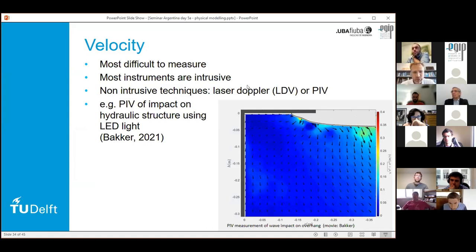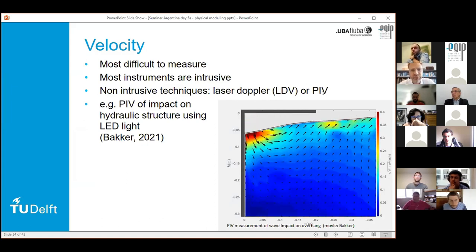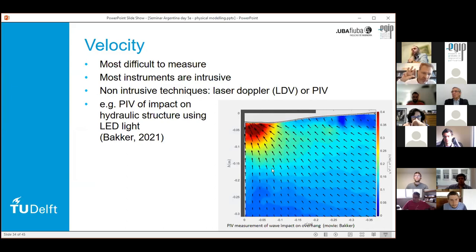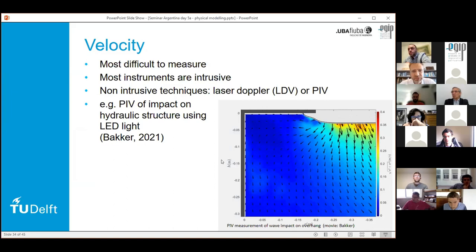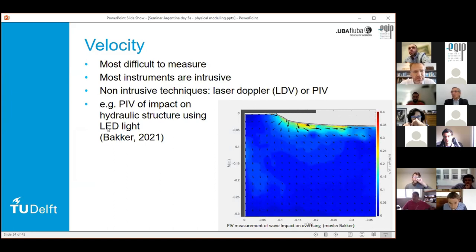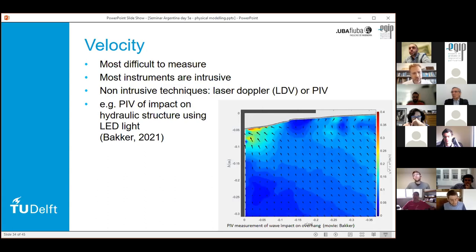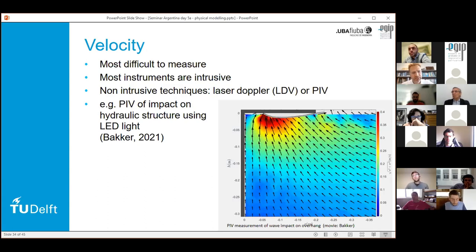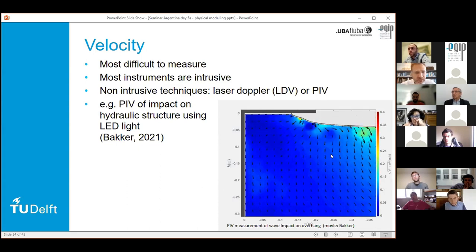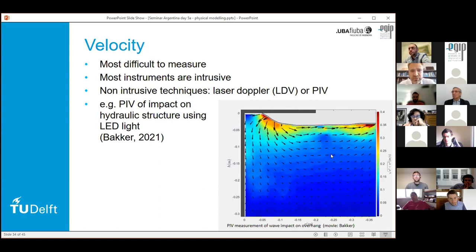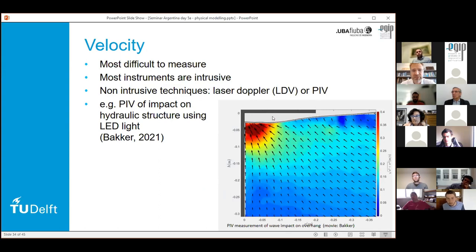Laser Doppler, with lasers, can really give a non-intrusive test, and particle image velocimetry is also nice, where we look with a camera at a lot of dirt in the water. Here is an example of this PIV measurement. We developed our own LED light so that we can illuminate not with a laser but with LED light, so it's safer for the eye and it's also a bigger domain. In this case we had 35 centimeters of image. This is the impact under the overhang that we saw before, and we can measure really nicely the velocities of the impacts underneath this structure.